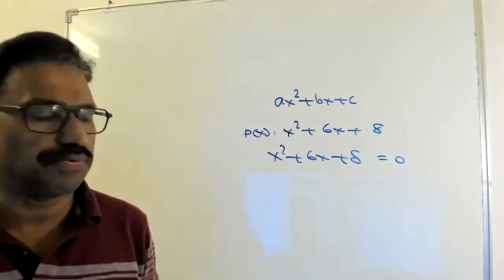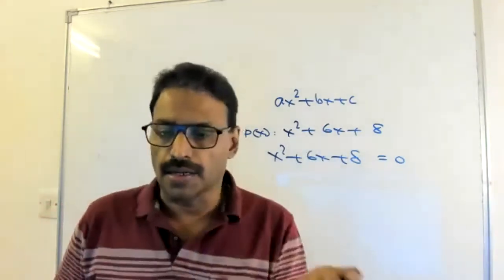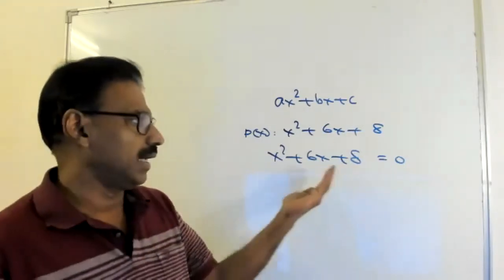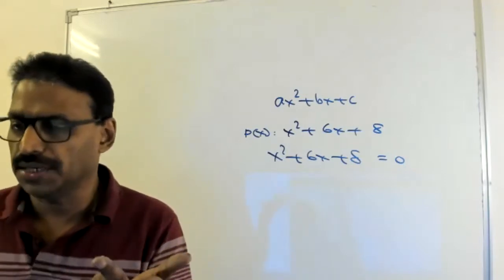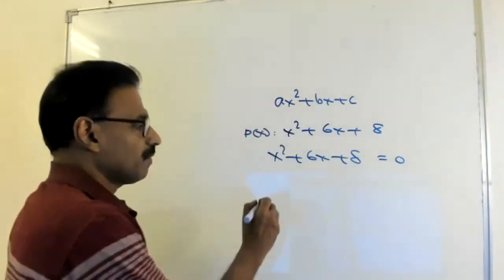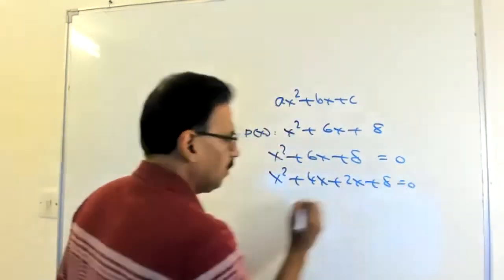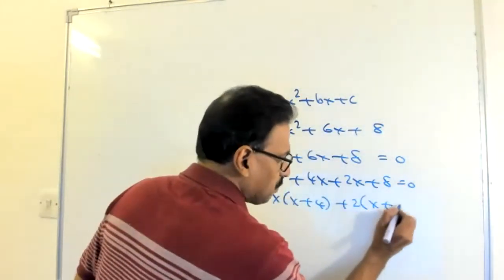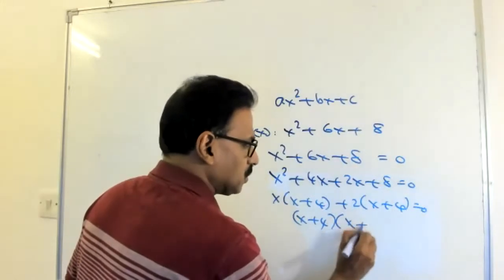I'm not going into the details of how to split. You have to learn that. Okay, you find two numbers whose product is 8 and sum is 6. Which are the numbers? 2 and 4. Correct? 2 into 4 is 8. 2 plus 4 is 6. If you want, you can directly write 4x plus 2x plus 8 equal to 0. Then x outside, x plus 4, plus 2 outside, x plus 4 equal to 0. So that means x plus 4 into x plus 2 equal to 0.